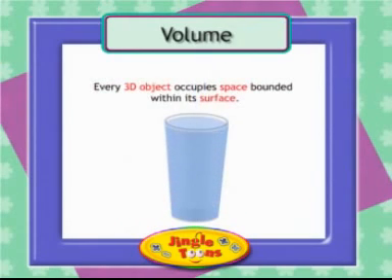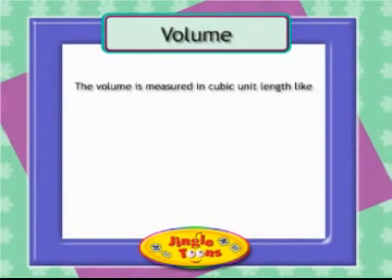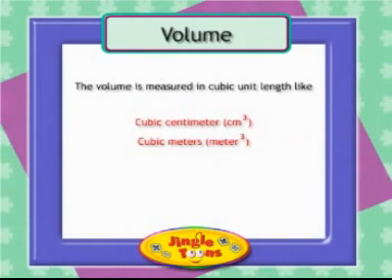Volume. Every 3D object occupies space bounded within its surface. Volume of an object means its capacity to occupy 3D space. Unit of volume. The volume is measured in cubic unit length like cubic centimeters or cubic meters. Also, there are some common units like liter or gallon.